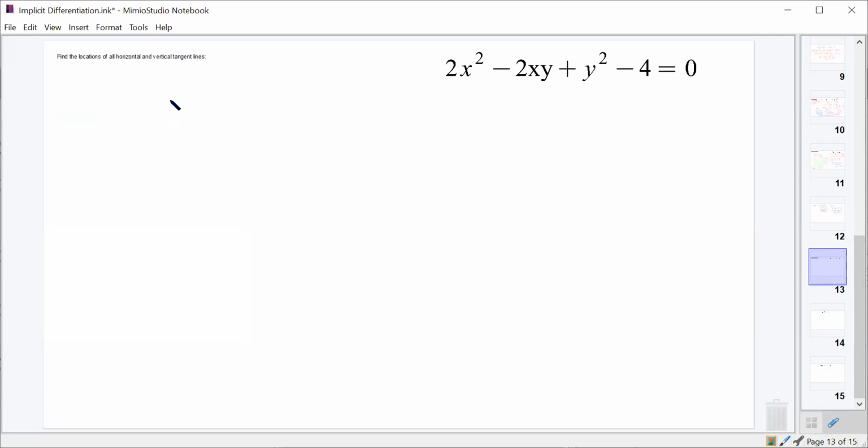What's the derivative of the 2x squared? Should be 4x. And then our minus 2xy, that's a product rule. So minus 2x times the derivative of y. And then the derivative of minus 2x is minus 2 times the y. And then plus 2y dy dx equals 0. Everybody okay with that?